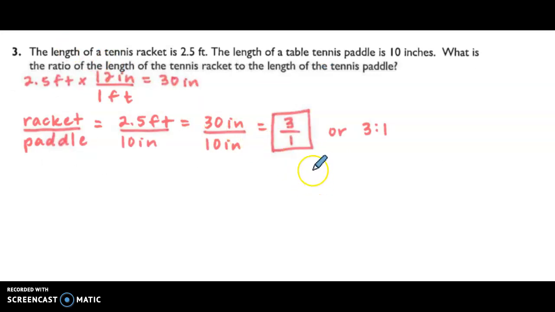Just a quick word problem here. Remember, I think in yesterday's notes, we want to try to convert to the smaller unit, right? And so inches is smaller than feet, and so we're going to convert 2.5 feet to 30 inches and then compare that way.